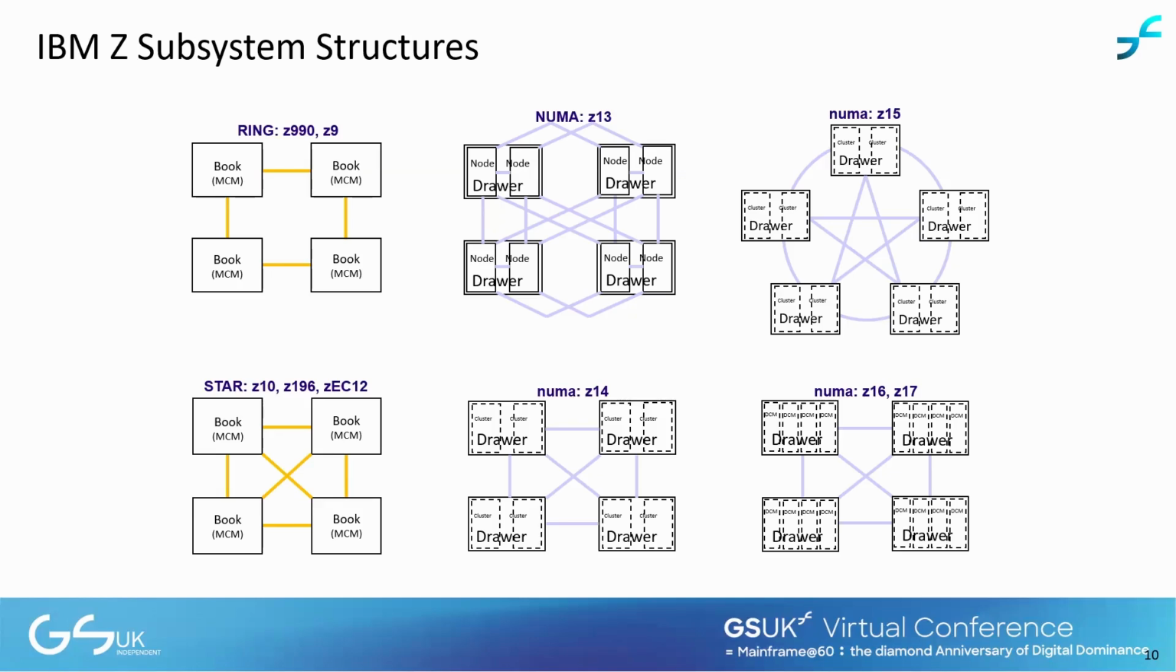And then in the upper right, Z15 really looks exactly like Z14, except we inserted another drawer into the structure. So the cross ring became a star ring. And then finally in the lower right, both Z16 and Z17 strongly resemble Z14, as we're back to 4 drawer boxes. But instead of having 2 clusters per drawer, we have 4 DCMs per drawer. So you got, I don't know, it's probably like 20 plus years of Z topology on one slide.